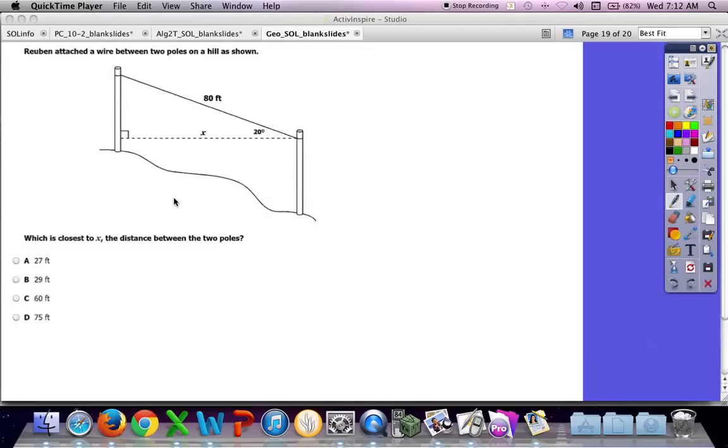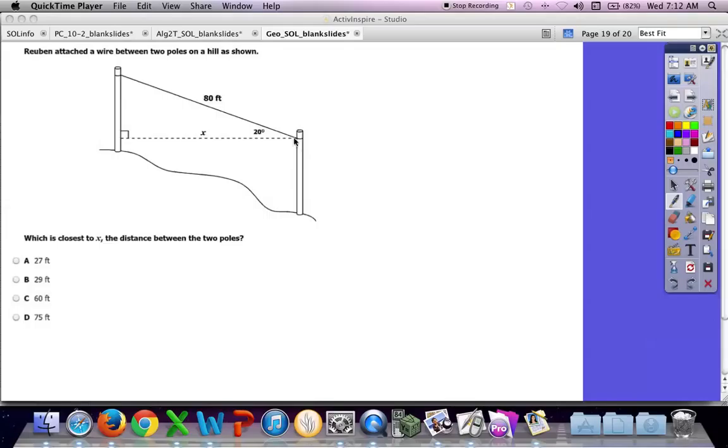Okay, this is number 19. Reuben attached a wire between two poles on a hill as shown. Which is the closest to X, the distance between the two poles? Okay, what are we supposed to do on this one?